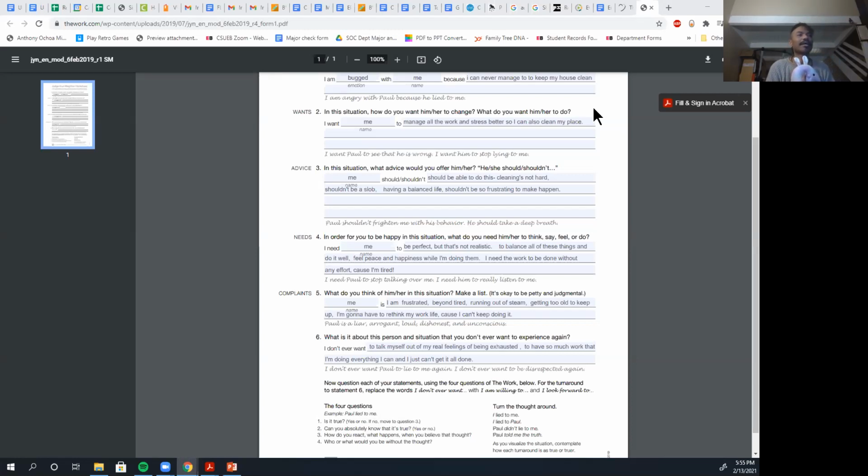Here's one more turnaround. I'm bugged with me because I can always manage to keep my house clean. How is that true? Well, first of all, I could always manage to keep my house clean. If I had literally nothing else to do all day, I'd have plenty of time. It would get done over the course of a week, at least three days. It'd be spick and span.